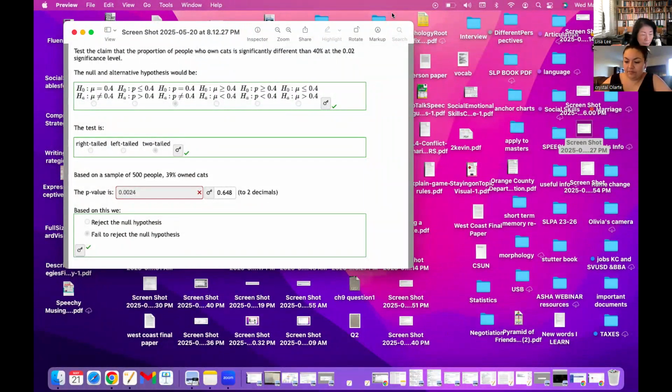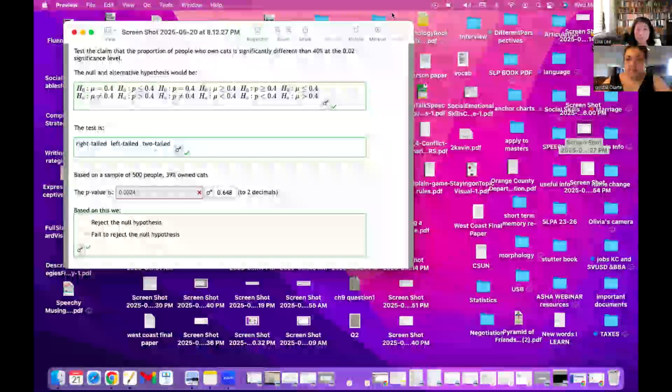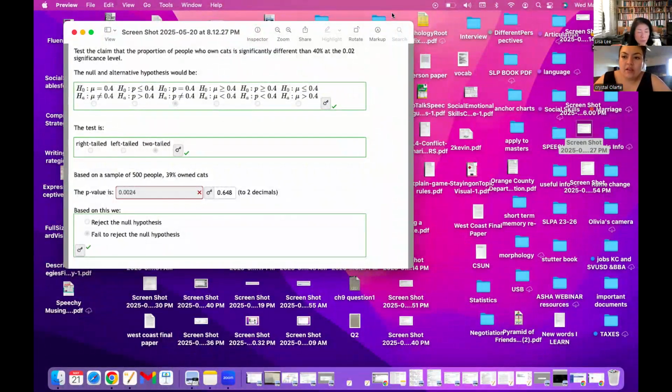But to enter it in your calculator, you have to recognize that the problem all mentions the percent, right? Different than 40%, or based on the sample of 500 people, 39% own the kids. When they use percent, you have to go to one proportion. So you go to STAT and go to TESTS. Move down to the one proportion Z test, number 5. That one shows 1-PropZTest. Proportion always connects with Z.